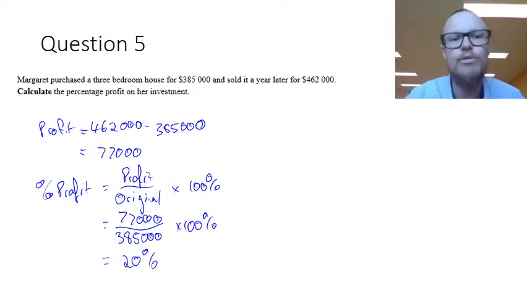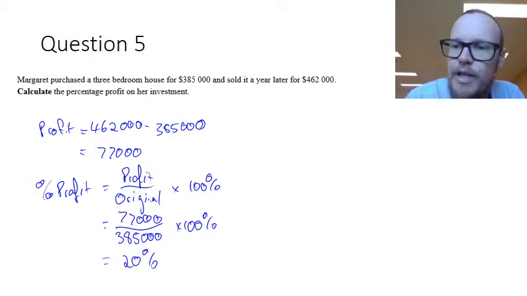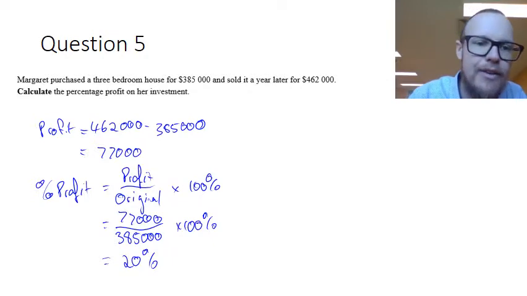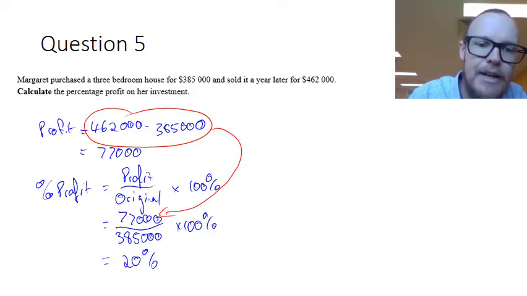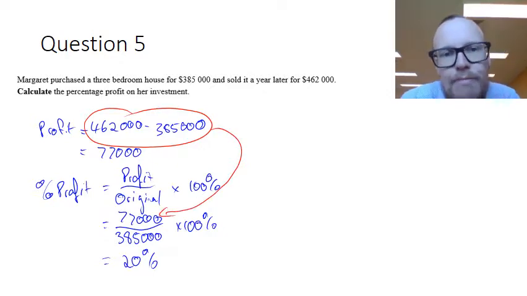Now you can do all of this in one step, or in kind of less working, by taking this here, because that is the profit. We can put this step in here and just show that we've calculated the profit that way.